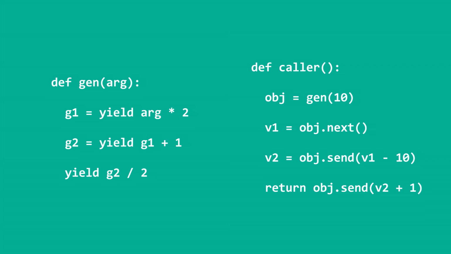So here's just an example with obtusely named variables, but my intention is just to walk through it line by line to give you a sense of what's happening here.